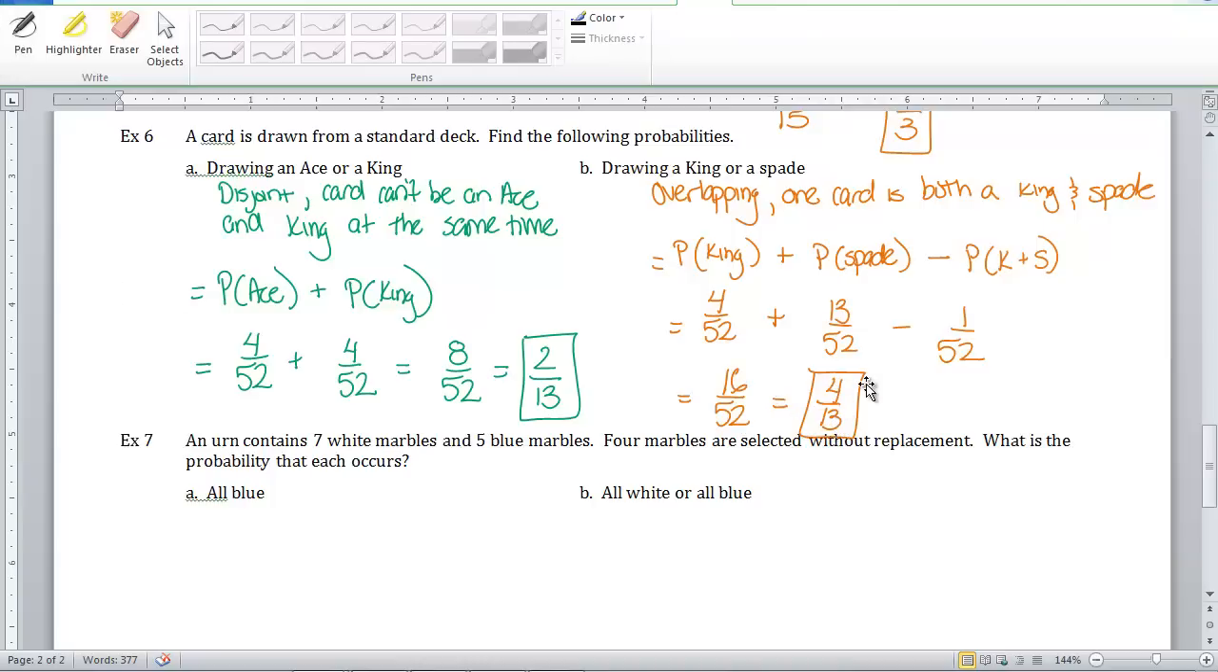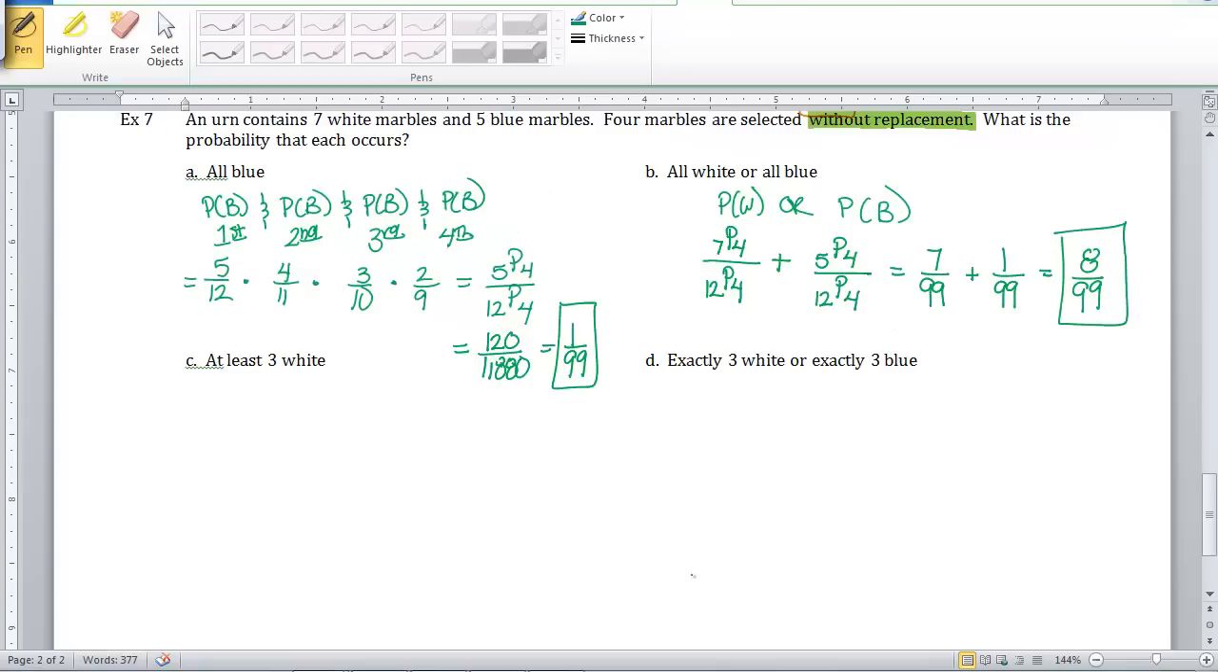Please now pause the video and complete parts A and B of example 7. The biggest thing to remember in example 7 is that we are selecting 4 marbles without replacing them. So in example A, when we wanted to get 4 blue marbles, when you do the probability the first time of getting a blue marble, that's 5 out of 12, since we had 5 blue marbles and 12 total. The second time, though, now there's only 4 blue marbles over 11 total. The third, there's only 3 over 10. And the fourth, there's only 2 over 9.